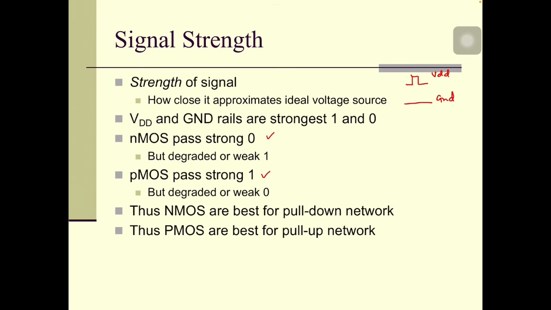So the NMOS is the best for the pull down network. If you have the inverter circuit, you always connect the NMOS to the pull down and the PMOS to the pull up circuit.